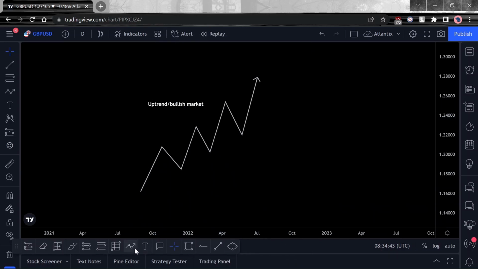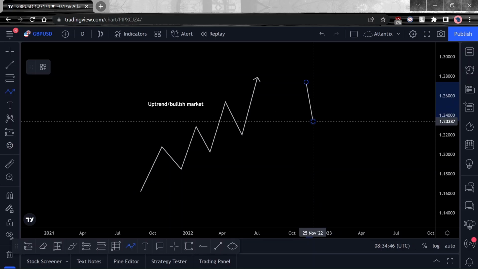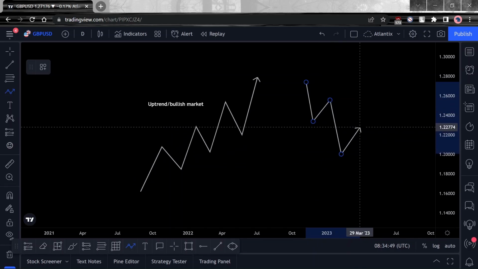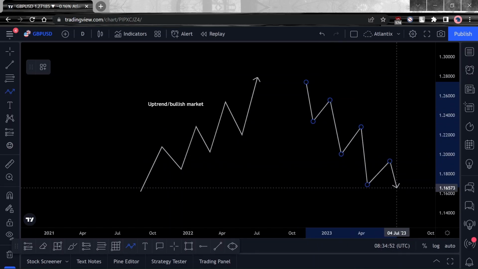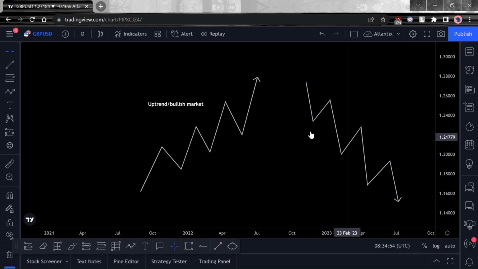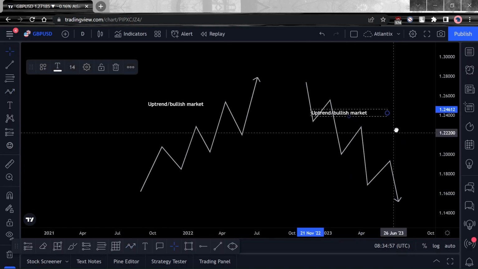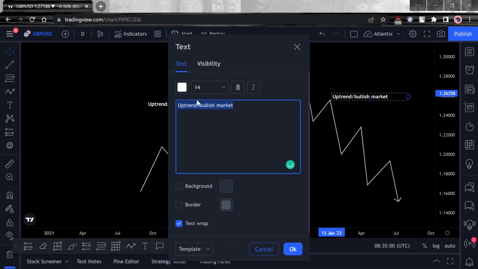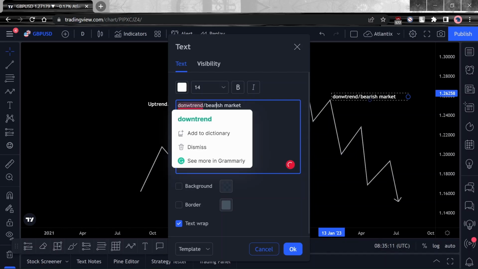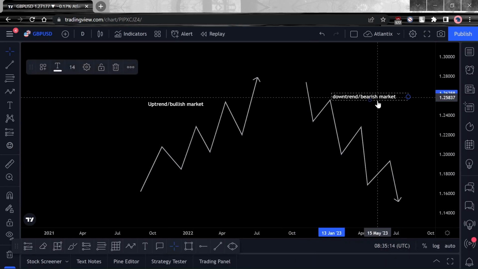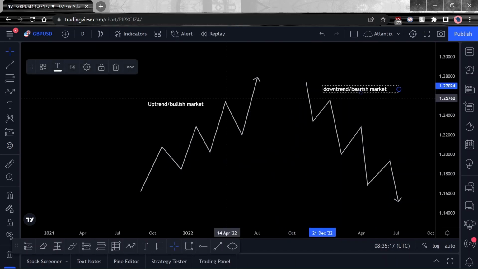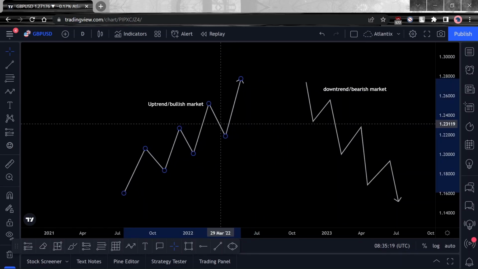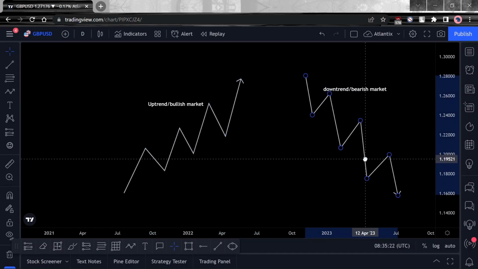And then we also have the opposite scenario where we may have price moving down in a wave fashion like that. And this over here is what we can call a downtrend. Let's label that downtrend, or we can call that a bearish market, okay, like that. So these are the two more popular trends that I talked about.